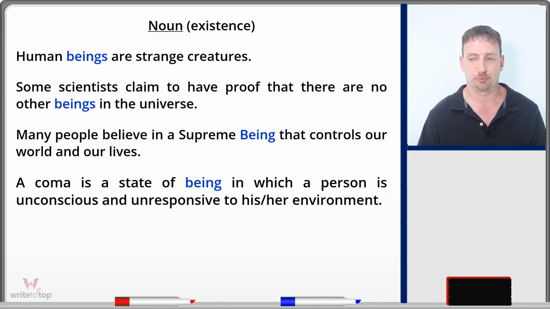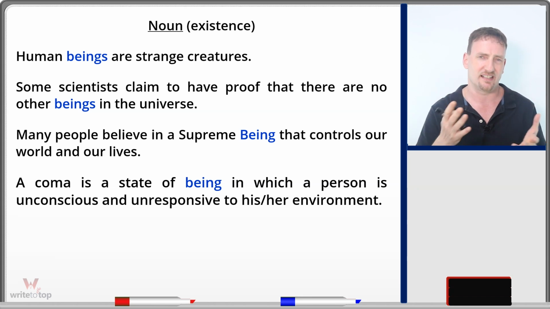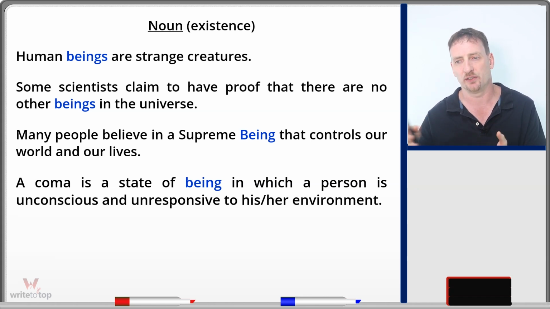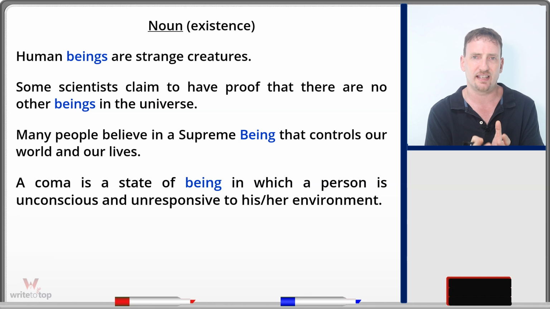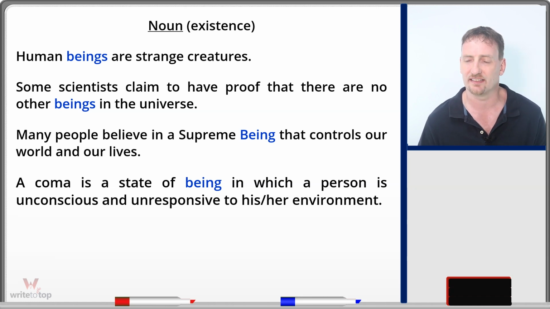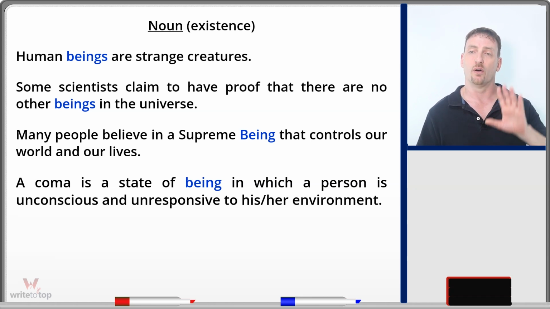Many people believe in a supreme being that controls our world and our lives. Notice that I have capital S, capital B on supreme being. This is just another way to say God, if you want to not say the word God. A coma is a state of being. So it's just a state. Like, this is basically a collocation, state of being, in which. And this whole state of existence, in this case, being means existence, and then I describe what kind of existence that is.